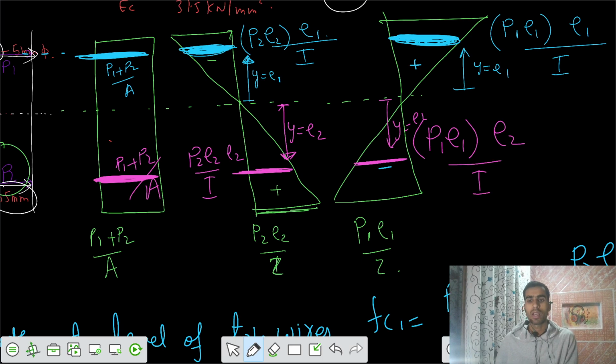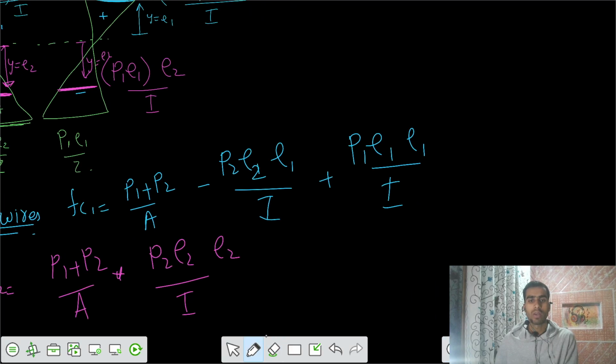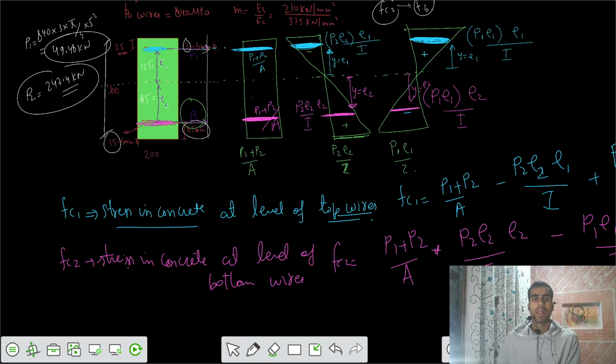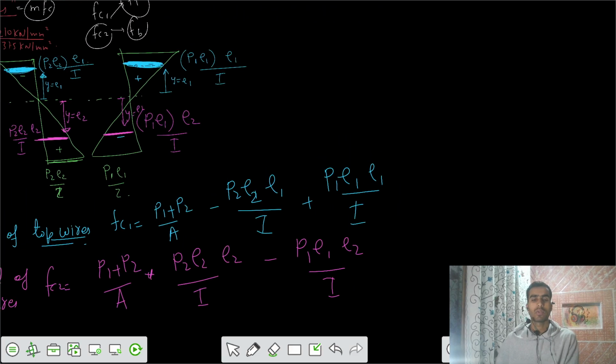So finally the calculation of the stress FC2 is equal to P1 plus P2 divided by the area of the cross section of the concrete. Then after that we have the positive value P2 E2 into E2 divided by I. And the third one is the negative value of P1 E1 E2 divided by I. So we have to just substitute the values of those data now.